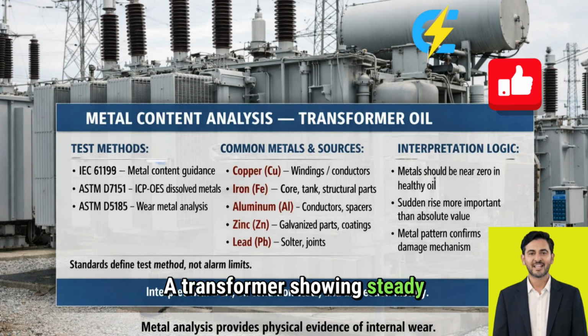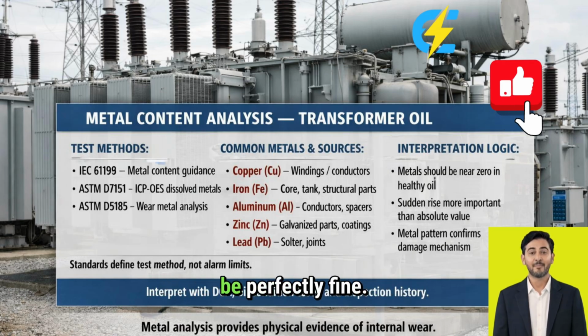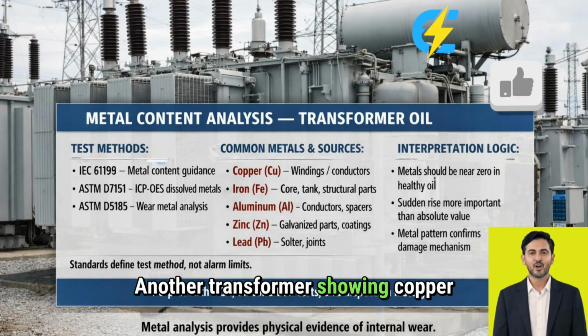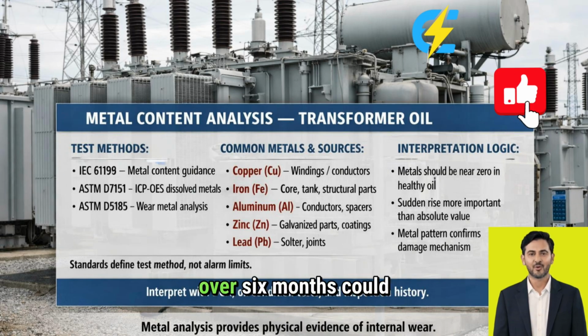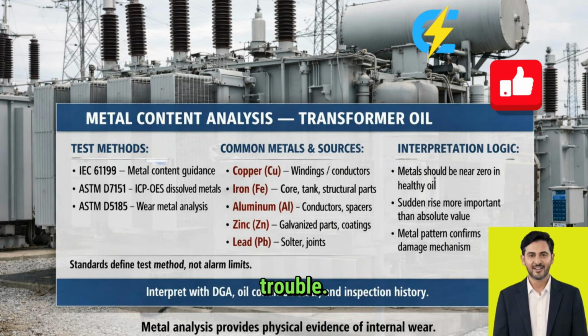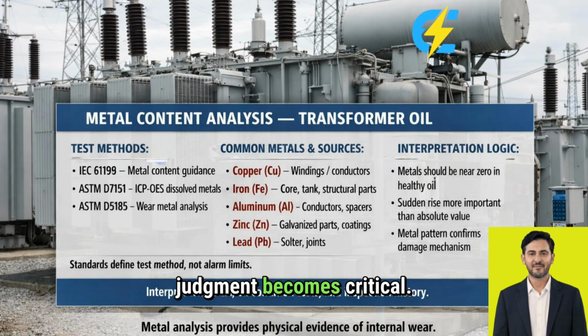A transformer showing steady copper levels at 5 parts per million might be perfectly fine. Another transformer showing copper rising from 1 to 3 parts per million over 6 months could be heading for serious trouble. It's the rate of change and the correlation with other parameters that matters. This is where engineering judgment becomes critical.